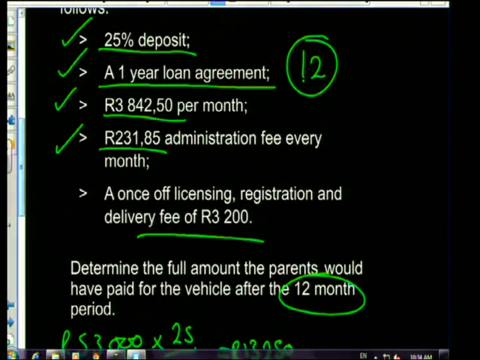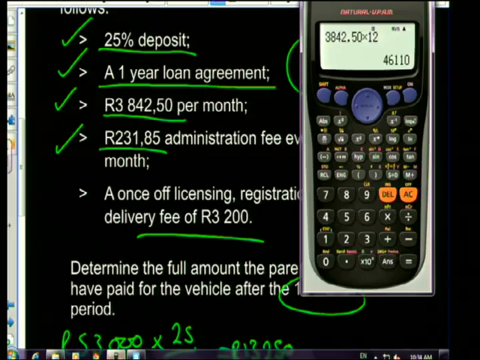There's an admin fee, right? Remember, people don't just lend you money. They charge you for that. So besides all the interest, they're also charging you admin, because they got to send you an account every month. They got to check that that money comes in. They got to pay people to do this work. So 231 Rand and 85 cents. So every month the parents pay the bank 231 Rand and 85 cents.